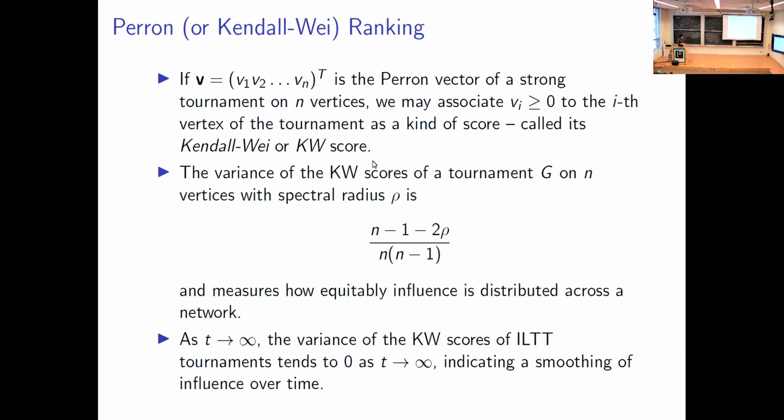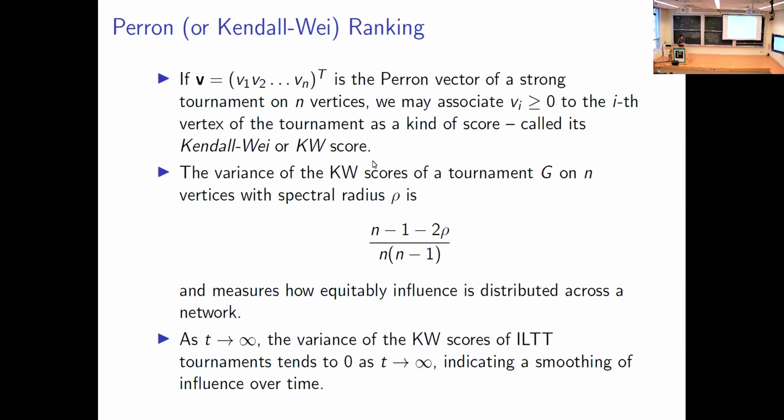And so finally, we can talk about the Perron or Kendall-Wei ranking of these tournaments. So if you take the Perron vector of the tournament G, you can associate the ith component with the ith node in that tournament as a kind of score. And then the ordering of these nodes from highest to lowest score is what we call the Kendall-Wei or the KW ranking of the vertices in the tournament. And it's known to be a measure of the relative strengths of the nodes in terms of their influence. So it takes into account not only the number of outneighbors that a node has, but also the number of outneighbors its outneighbors have, and so on and so forth.